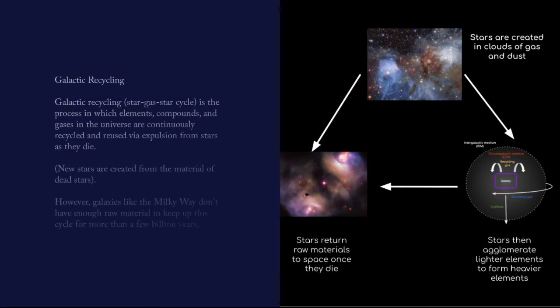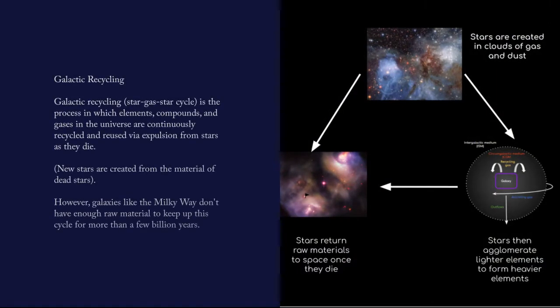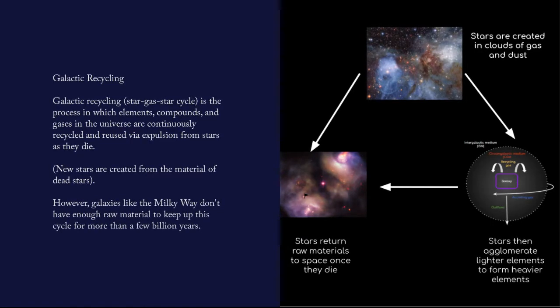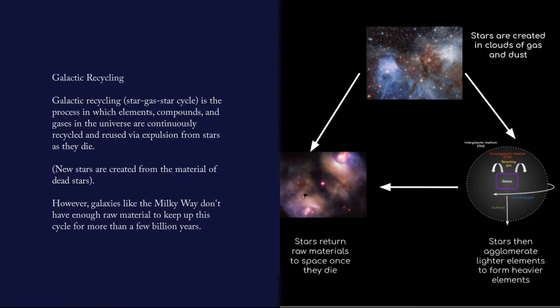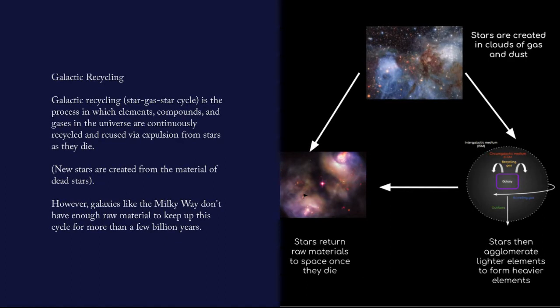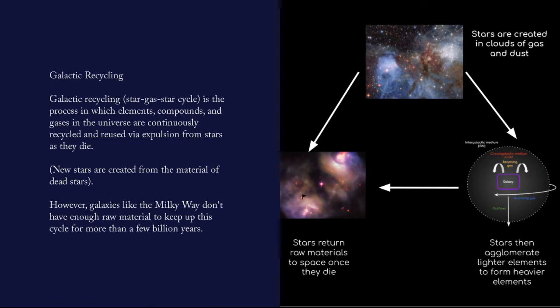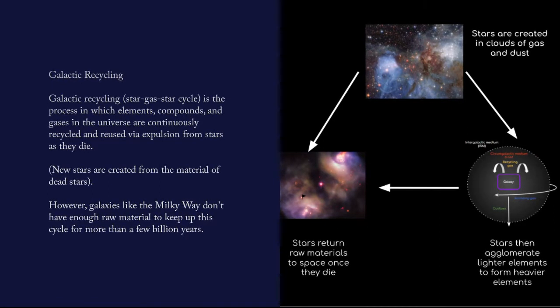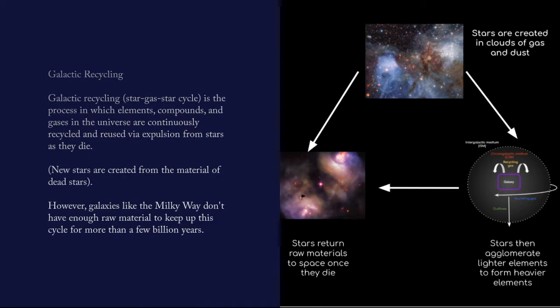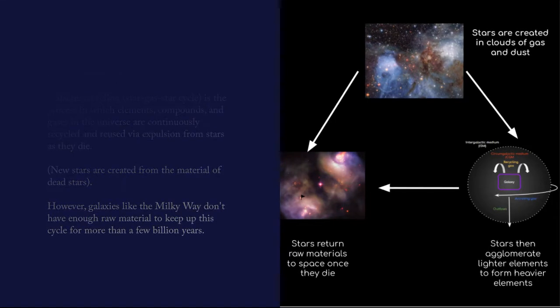You may ask, well, does matter in space ever run out? To answer that, let's look at a process called galactic recycling, also known as the star-gas-star cycle. This is when matter, such as elements and gases, are released from stars as they die. This way, new stars or other objects in space are formed from the material of dead stars. However, many galaxies like our own Milky Way don't have enough raw material to keep up this recycling process for more than a couple billion years.